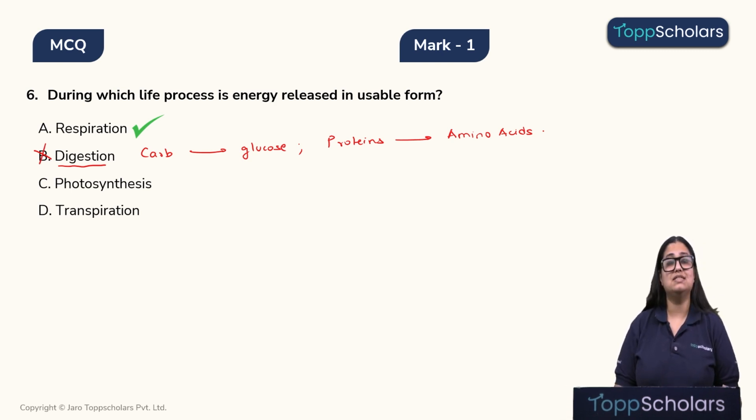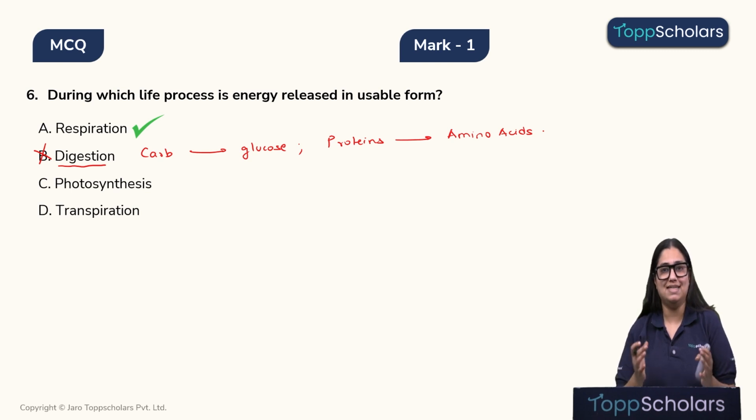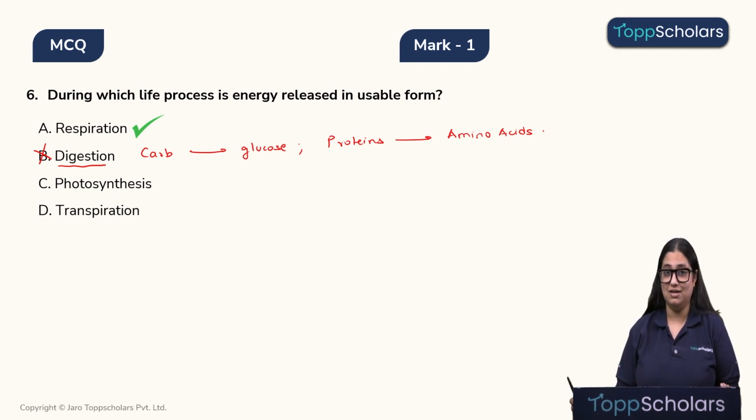Similarly, children, photosynthesis is a process in which the energy is captured from the sunlight and it is converted into a chemical energy. That means there is no release of energy, right? The sun's energy is trapped and kept in the form of starch or the glucose. So, as there is no release of energy, photosynthesis is also incorrect. Now, talking about transpiration, children, transpiration is loss of water from the plant in the form of water vapor. Therefore, it is also irrelevant to the question as there is no release of energy. Therefore, option A is the correct answer.